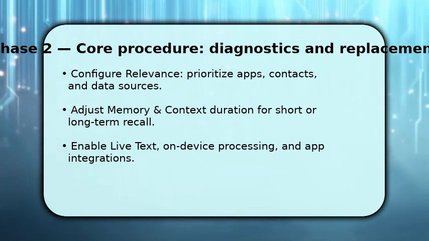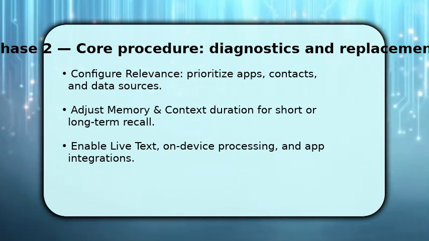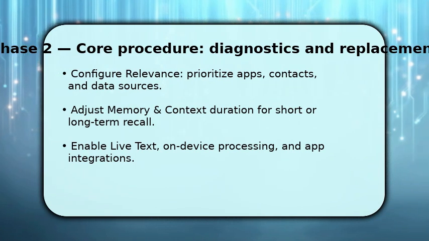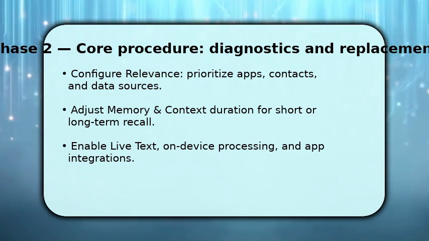Then enable live text, on-device processing, and app integrations like Mail and Calendar. These let the model read text from images, act locally for privacy, and compose or schedule directly.